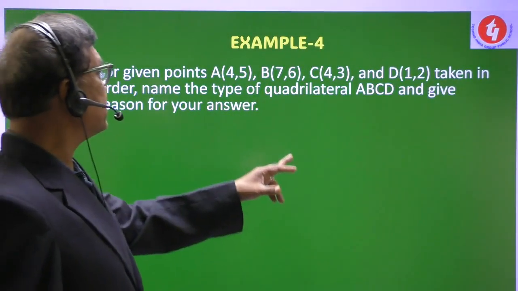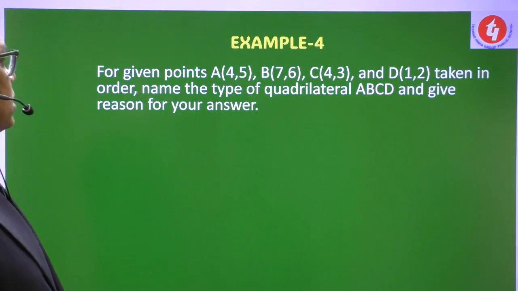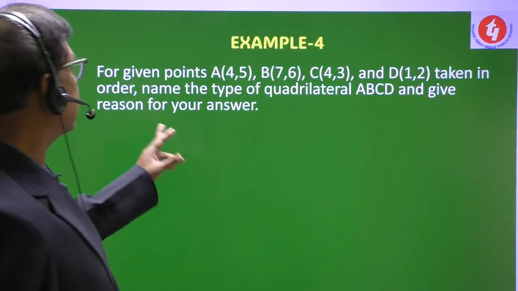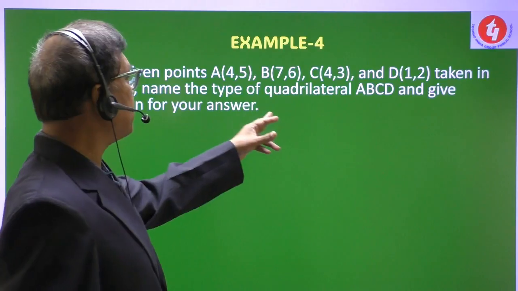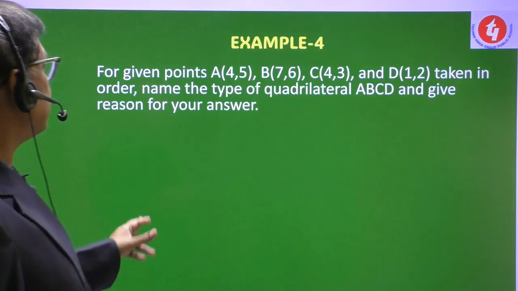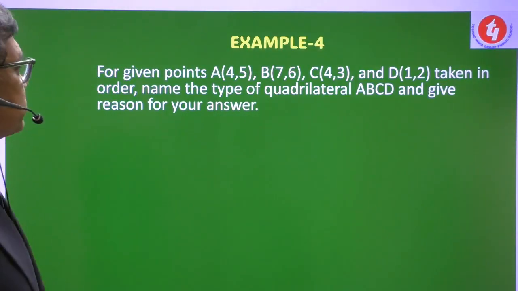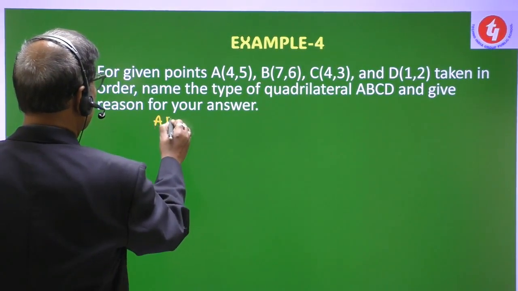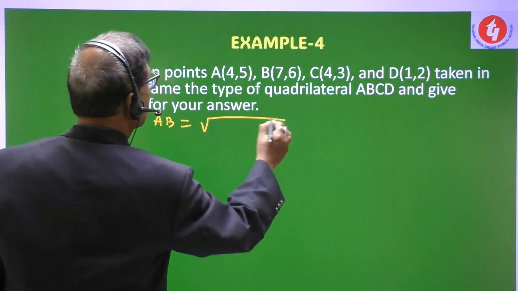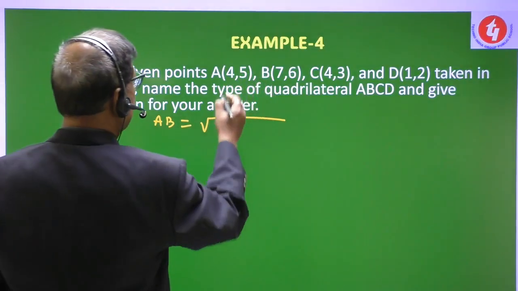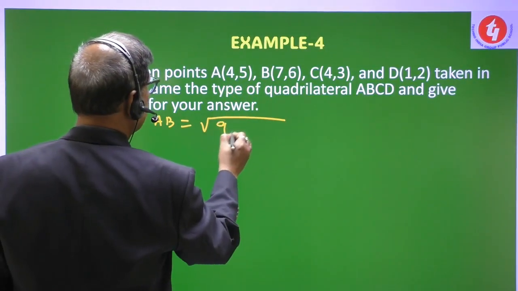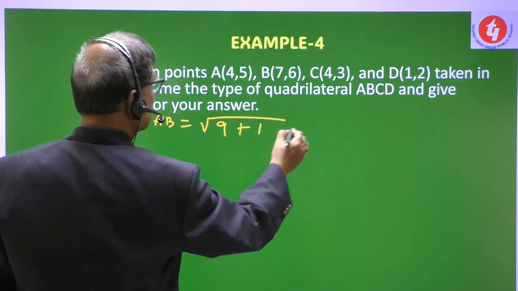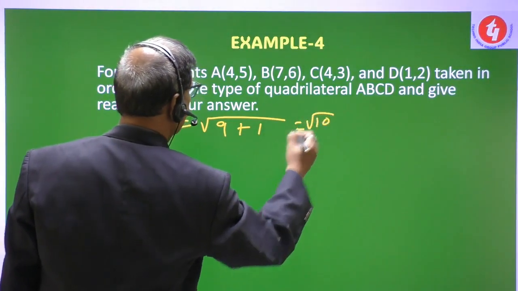Here 4 points are given, A, B, C, D, coordinates also given, and these points are taken in order. Name the type of quadrilateral ABCD and give the reason for your answer. This is the question. So we will find AB. Here AB length is 7 minus 4, 3, 3 square is 9, yes, 6 minus 5, 1, 1 square is 1, so root over 10.